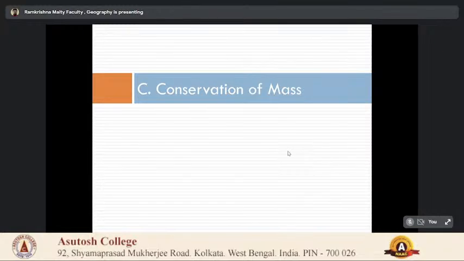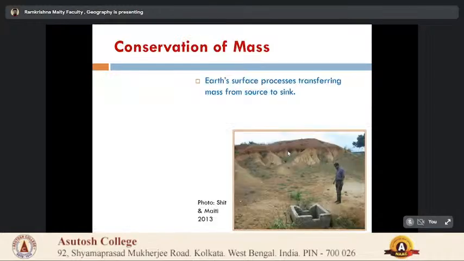Now we are coming to the third concept of conservation of mass. It's very important for a geomorphologist because the present research areas, the contemporary researches of geomorphology, are guided by this principle of conservation of mass.